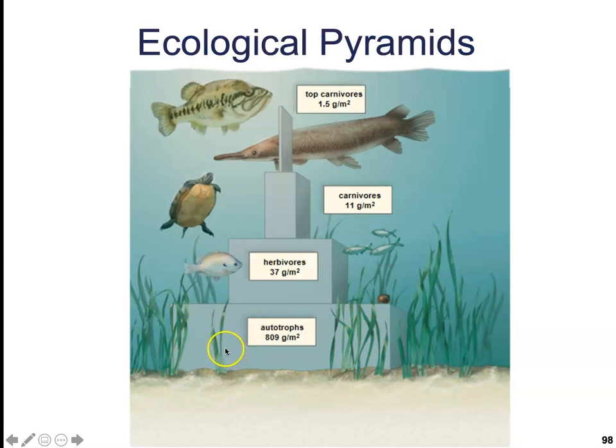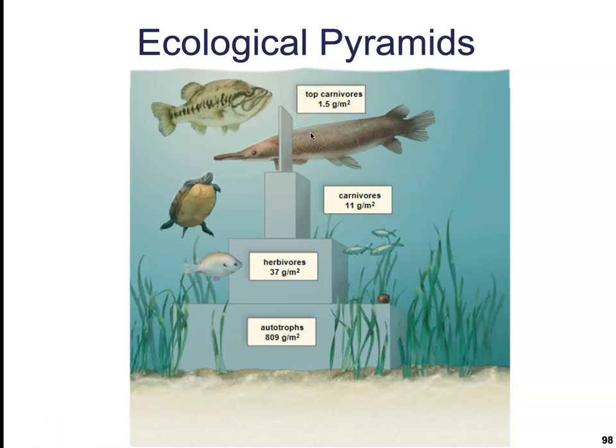Let's just say that we have about 809 grams per meter square. That's going to be the cubic density or the biomass. We're going to find that at the next level, we're only going to see about 37. The next level will be 11. At the top carnivore level, maybe only 1.5.